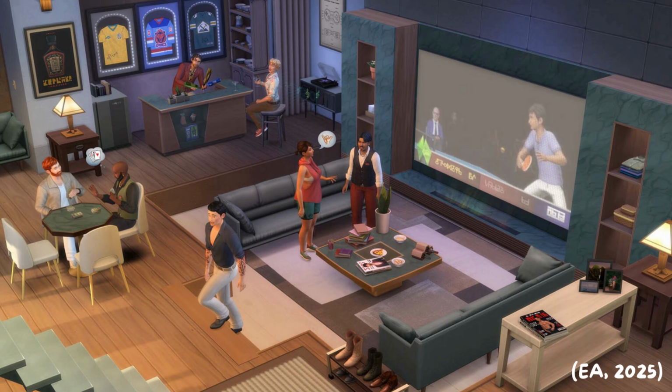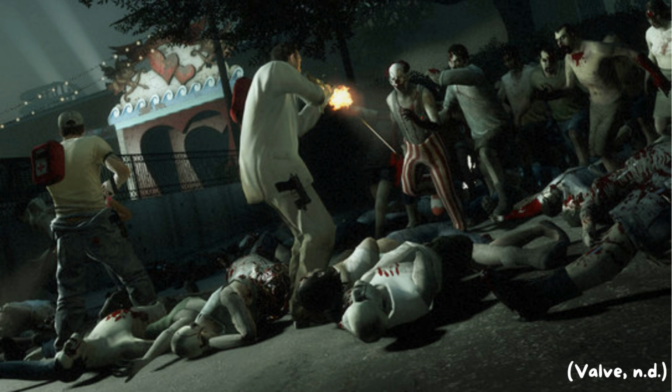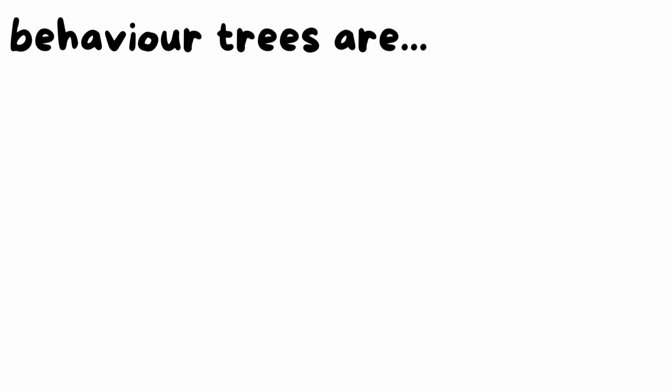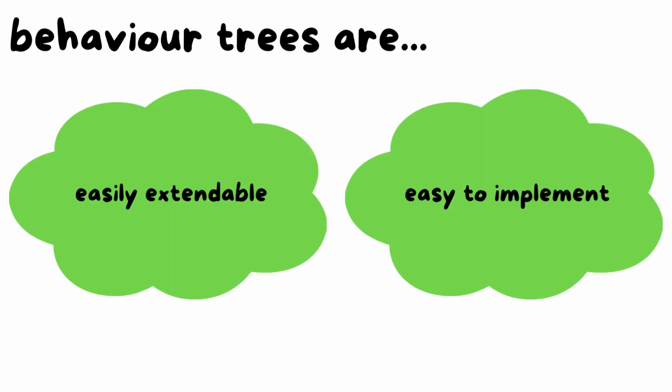I have always found NPC behavior in games to be really interesting, and I always wondered how they had brains of their own and how this could be implemented in code. I've used really simple finite state machines in the past and thought that it would be interesting to try a behavior tree because of its reputation for being easily extendable and easy to implement.